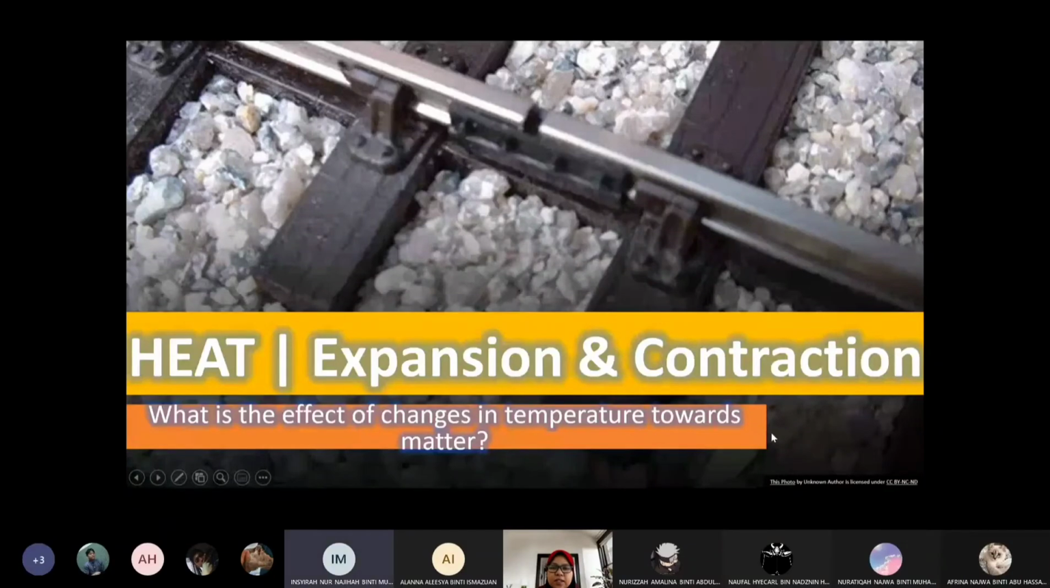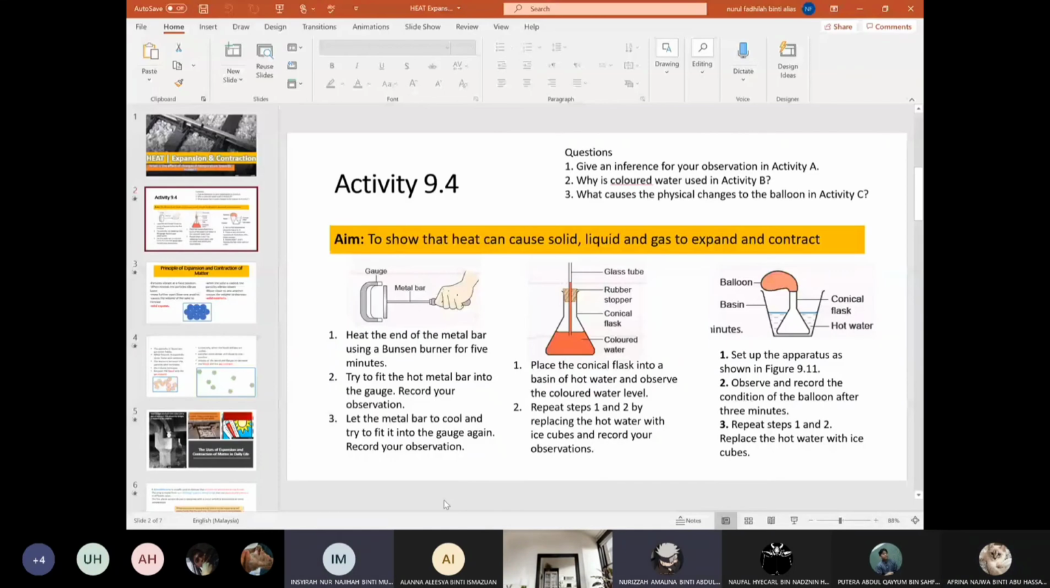Tengok tu. Sekejap. Aduh. And of the metal bar. Aha.